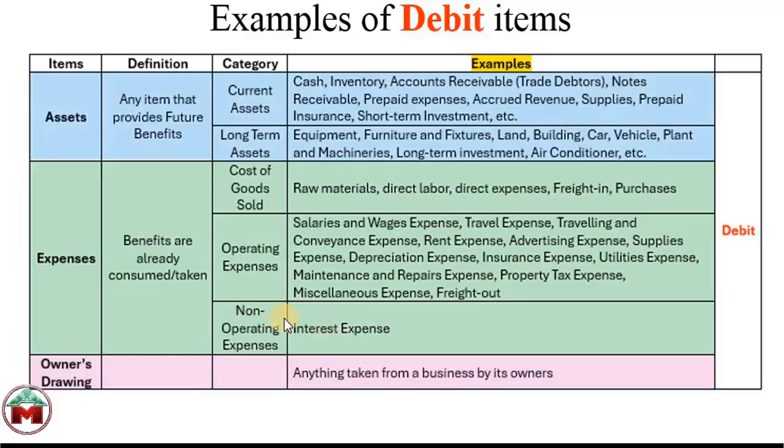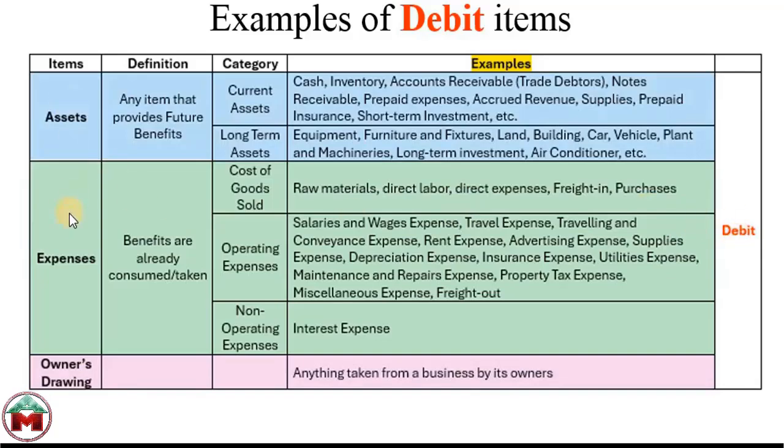So however, I'm again repeating, whatever with the category expense, all expenses are known as debit items. On the other hand, you can see drawings. This is also debit. What is drawings? Any item that is taken by the owners from the company is known as drawings, and drawing is a debit item. Again, I'm repeating: assets, expense, drawing. These are the examples. They're debit.